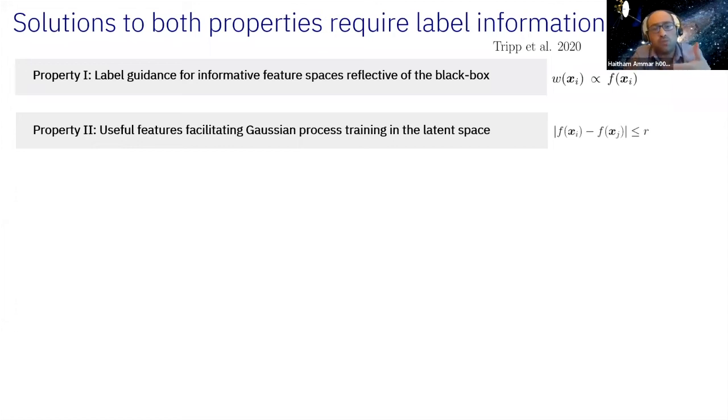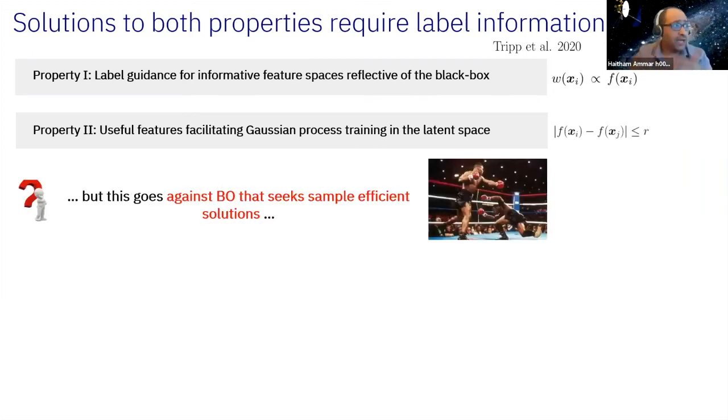But I promised we should get something sample efficient. What I mean by sample efficient is how many black box function values you would like, because that's the problem with BO. So you clearly see that this goes against what BO tries to achieve, because to structure those latent spaces, you would like to have a lot of function values. And we don't want that. So we want to get rid of that.